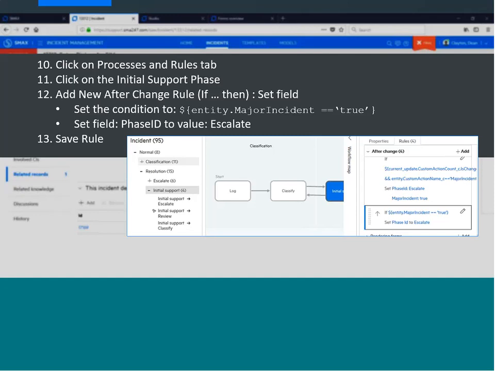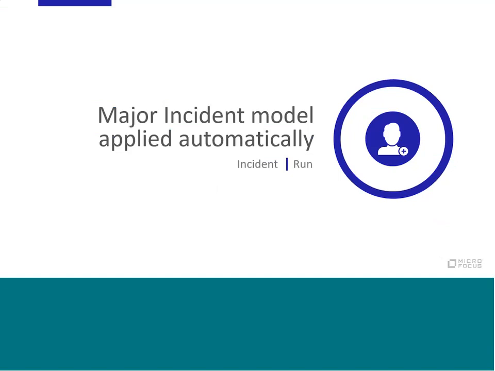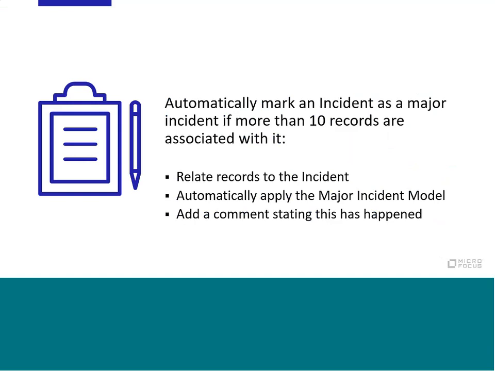Okay, so our final one is actually having a major incident model applied automatically. So this is going the next step with that. Based on the number of records that are related to our incident record, so thinking about those support requests that come through and are potentially raised, the customers we're working with wanted to be able to set the incident to be a major incident if a large number of support requests were related to it.